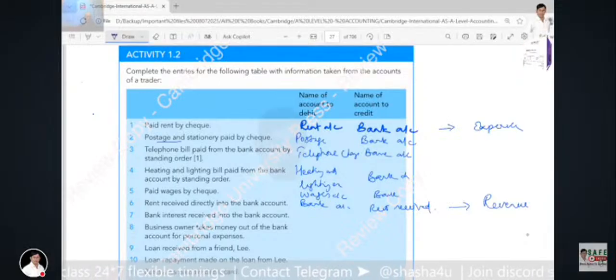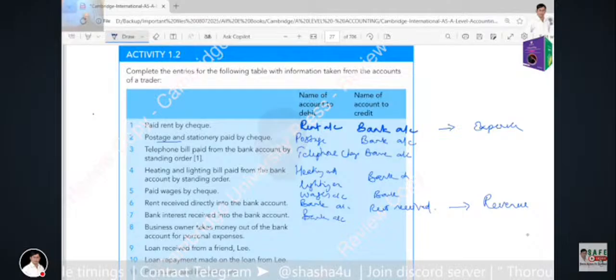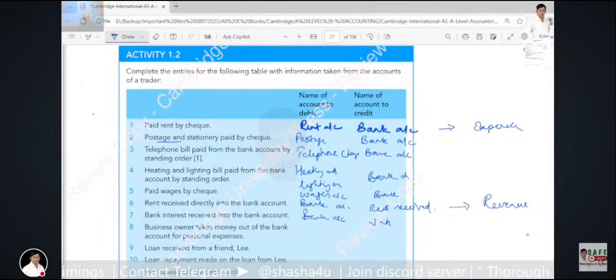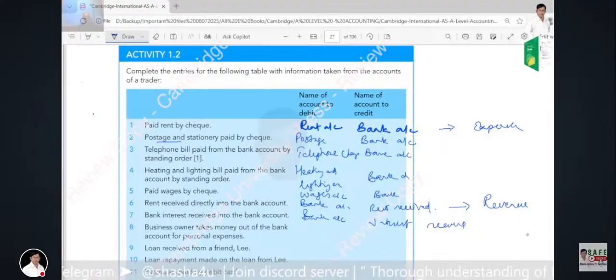Bank interest received into the bank account. So what is happening? We are receiving money in bank and we are receiving interest. So interest received. Again, interest can be received also and paid also. That is why we have to specify whether it is received or paid.